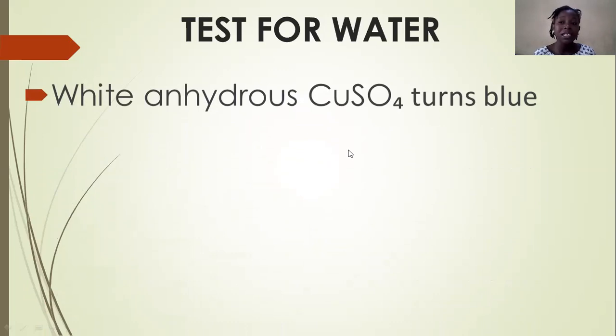There are some substances that have water of crystallization, such as copper(II) tetraoxosulfate(VI), which can be hydrated. Anhydrous means that it has no water of crystallization; it has lost all of its water of crystallization. Now, if you add a few drops of water from your beaker to the white anhydrous copper(II) sulfate, it will turn blue.